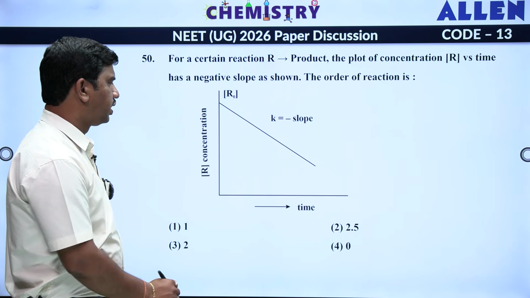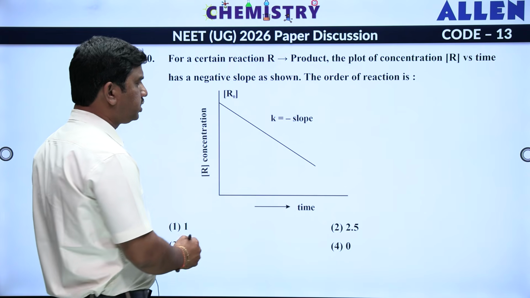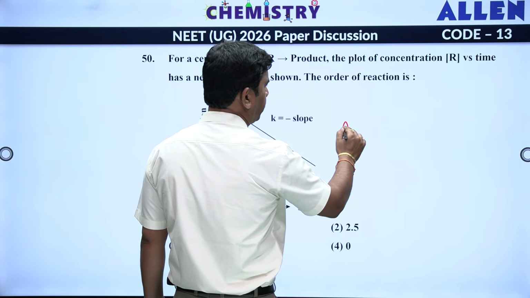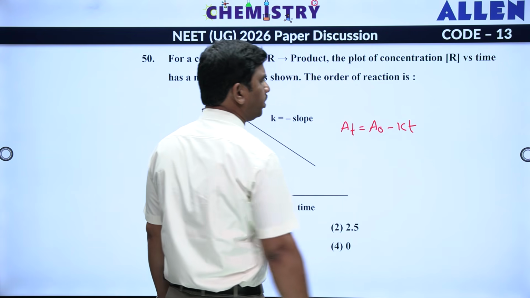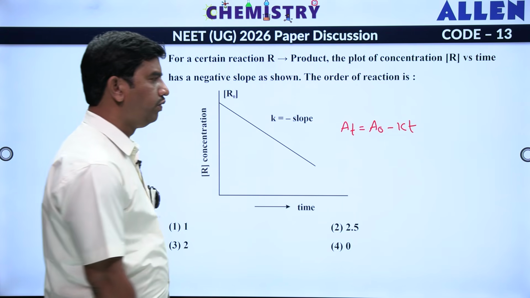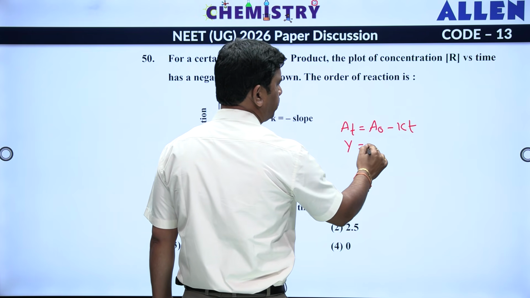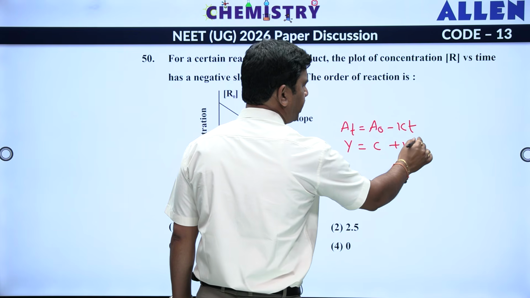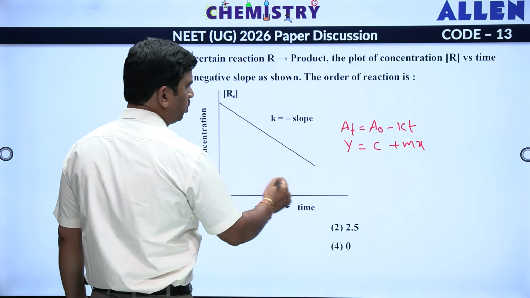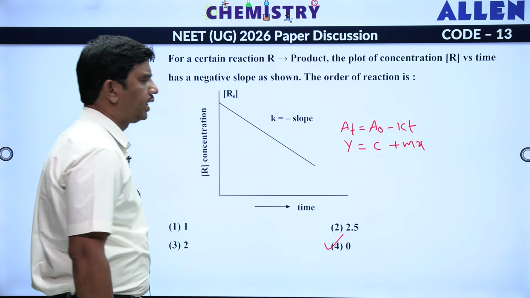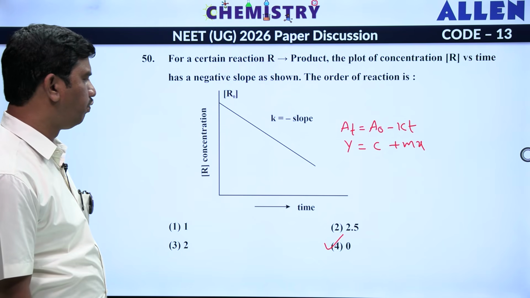So here the graph between concentration versus time is given. Now if you consider there is a negative slope, [A] equals [A]0 minus kt, this is the zero order. If you consider the y equals mx plus c concept, this is the c and this is mx, but here it is minus k, so it is a negative slope. So negative slope belongs to zero order reaction, concentration versus time. This graph belongs to zero order. Option 4 is the answer.